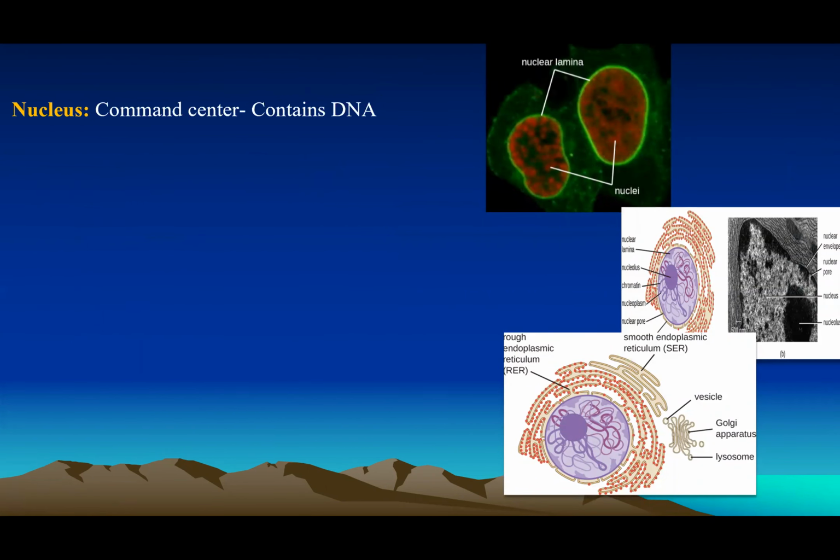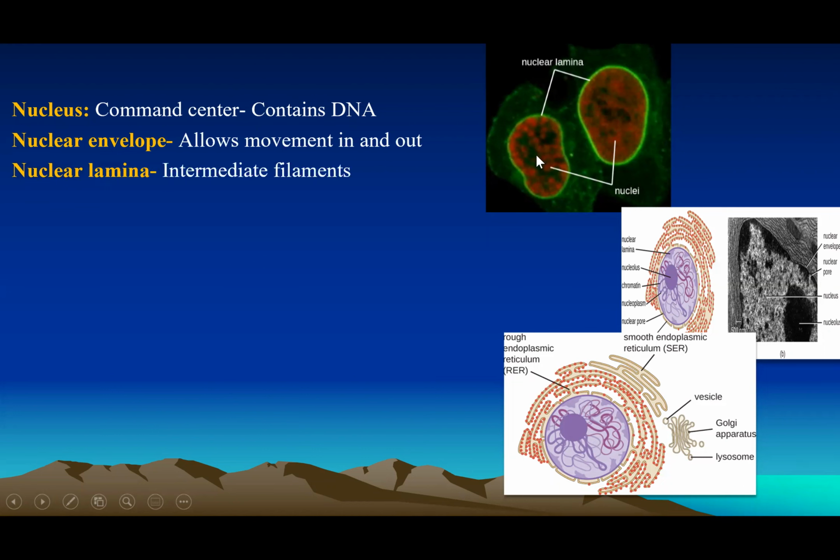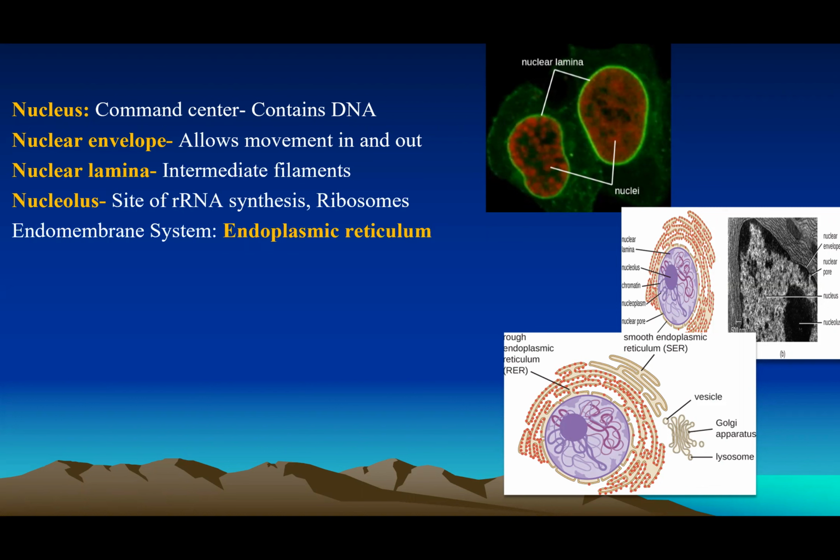So the main function of the nucleus is that it hosts the DNA and it controls all the cell activity. It's the command center of the cell. DNA is responsible for inheritance and heredity. It is protected by a nuclear envelope, which will monitor substances that go in and out. The nuclear lamina is the filaments that are found inside. The nucleolus is the site of ribosomal RNA synthesis and ribosomes.